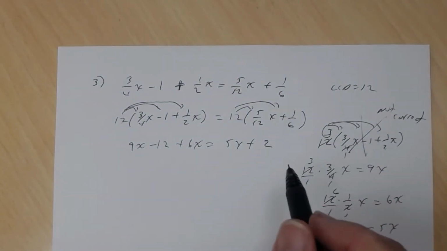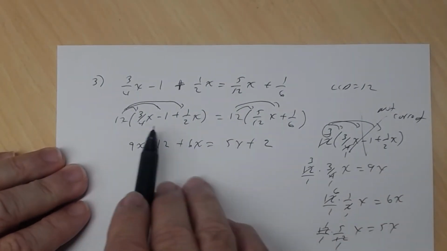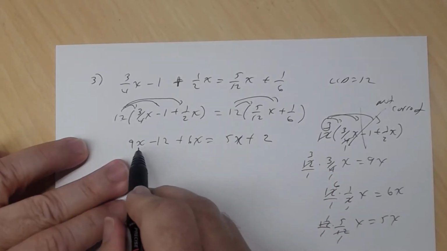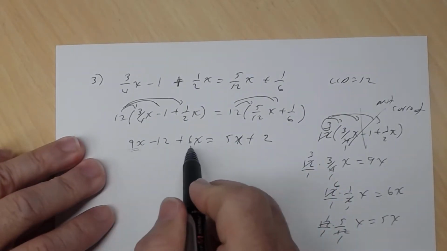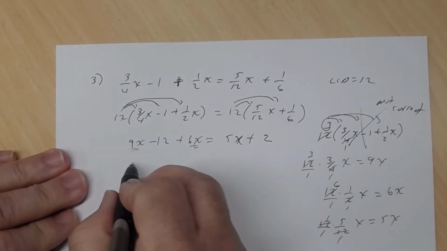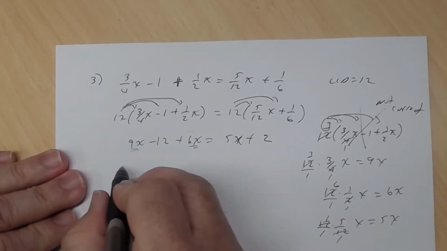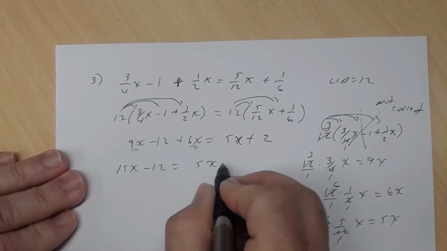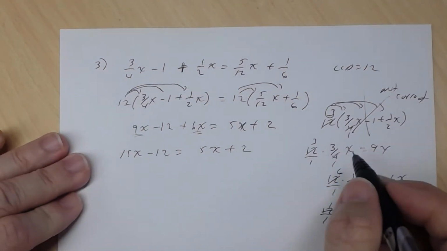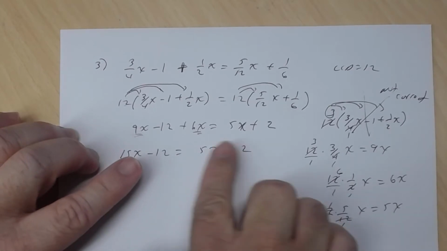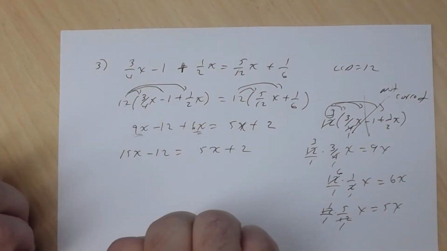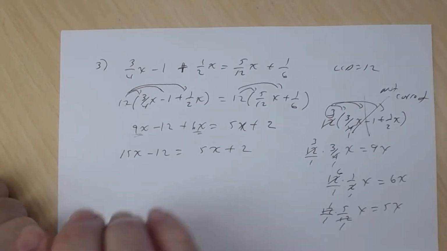Okay? All right, so now I've used the distributive property. The next step is to combine like terms if you can, and I can here. So 9x plus 6x is, what's that, 15x? So 15x minus 12 equals 5x plus 2. All right, I have variables on both sides. So notice I no longer have fractions. That's a good thing. That's what I wanted to do. I did not want to deal with fractions. So the first thing you do is clear your fractions.